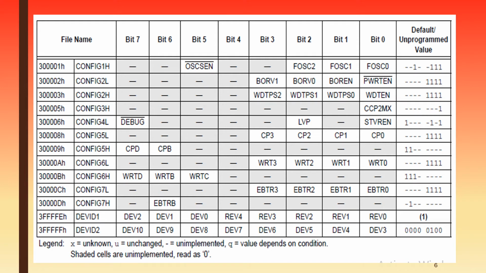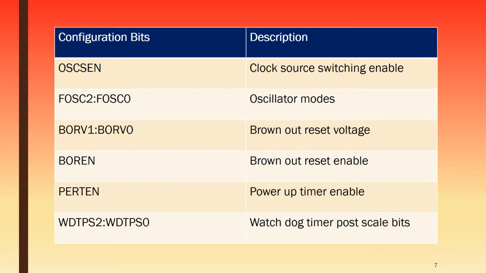different functions. So in general, we will comment on these bits register by register, one by one. Before that, I have just listed the abbreviations used in that chart, and accordingly the description. So OSCSEN, that is oscillator system clock switch enable, the clock source switching enable bit. Then FOSC2 to FOSC0, these are the oscillator modes. BORV1 to BORV0, that is brown-out reset voltage. BOREN, that is brown-out reset enable.